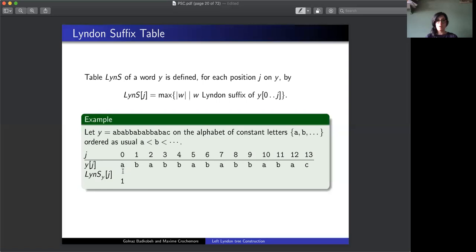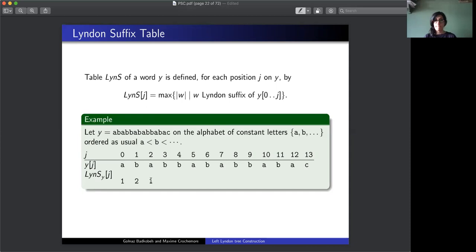Then we sequentially process this and we move on to the next index. The prefix is AB, and we are looking at the longest suffix of AB that is a Lyndon word. In this case, AB is a Lyndon word, so this length is two. Now, when we move to index two, the next letter is A, we see that ABA is not a Lyndon word. BA is not a Lyndon word. So the longest suffix of this prefix ABA that is a Lyndon word is just this letter A.